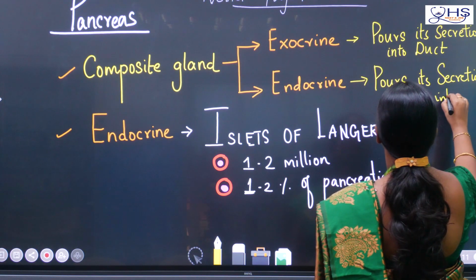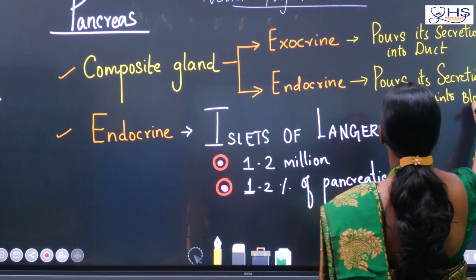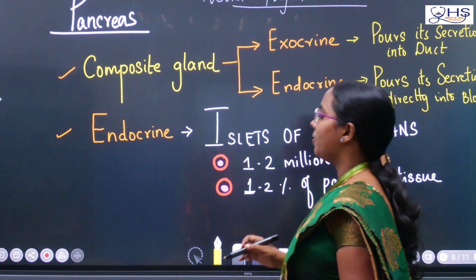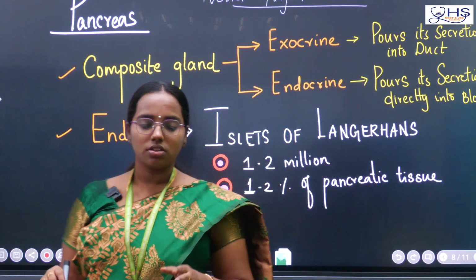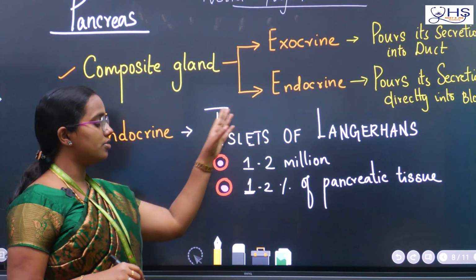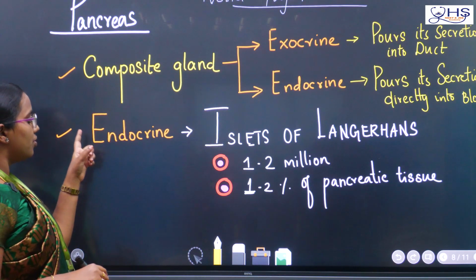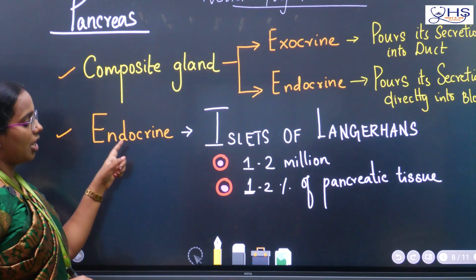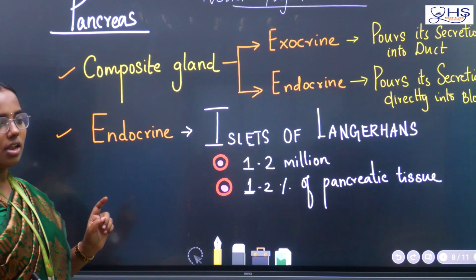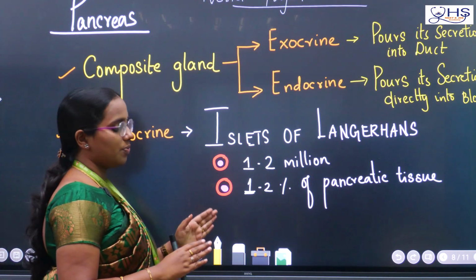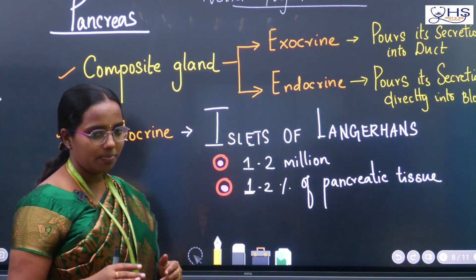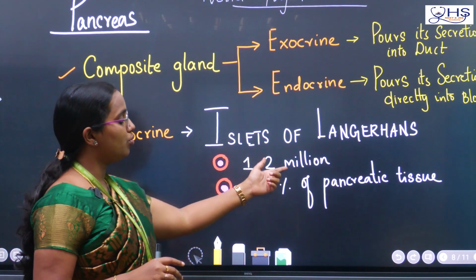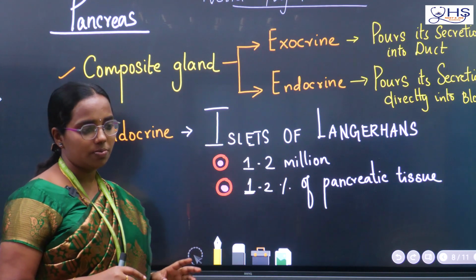Here we are going to discuss only the endocrine part of the pancreas, because this chapter is about hormones. In the endocrine part of the pancreas, we have a part called the islets of Langerhans. If you take one pancreas, about 1 to 2 million islets of Langerhans are present.